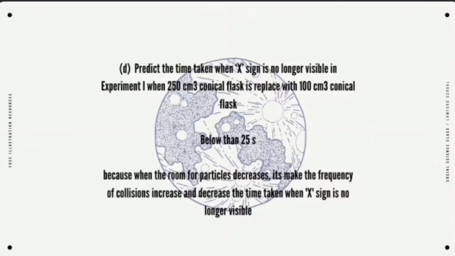D. Predict the time taken when the X sign is no longer visible in experiment 1 when the 250 cm3 conical flask is replaced with a 100 cm3 conical flask. The answer is below 25 seconds. It is because when the room for particles decreases, the frequency of collision increases, and the time taken when the X sign is no longer visible decreases.